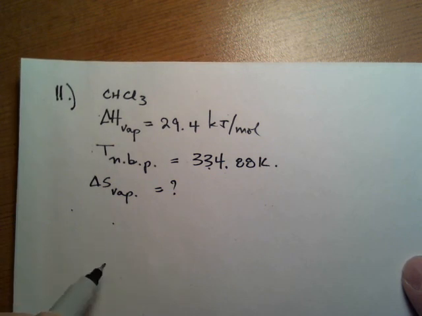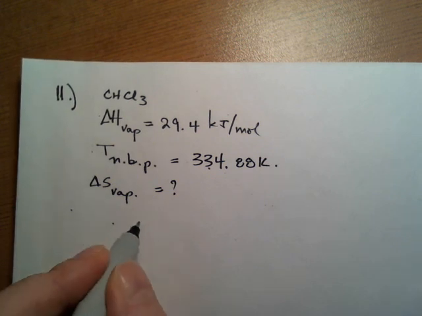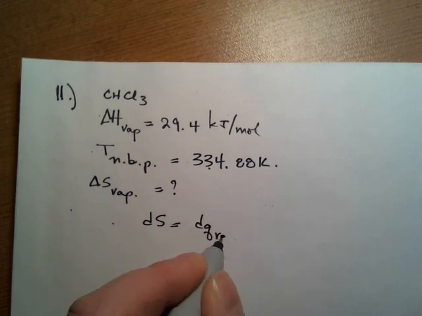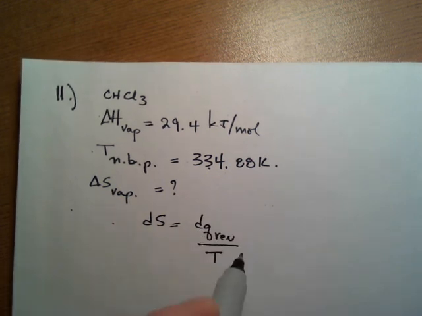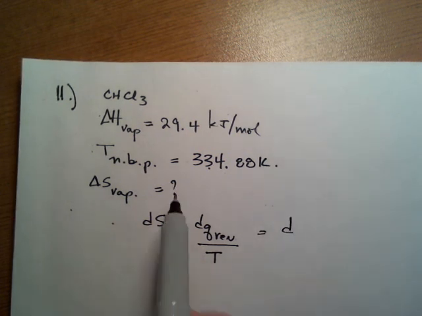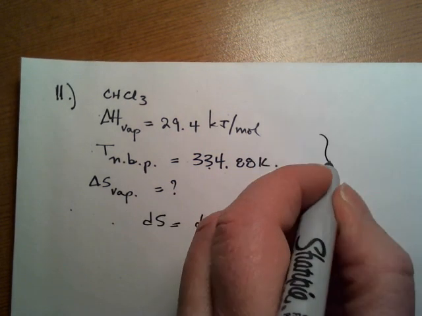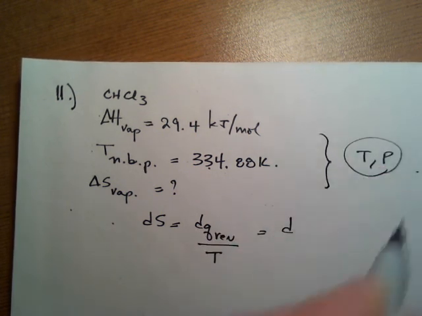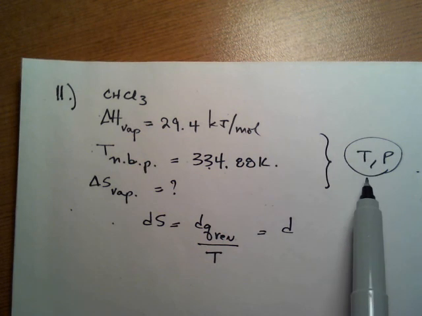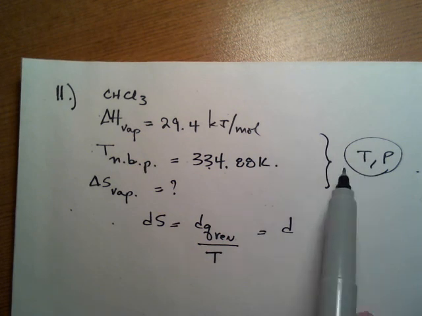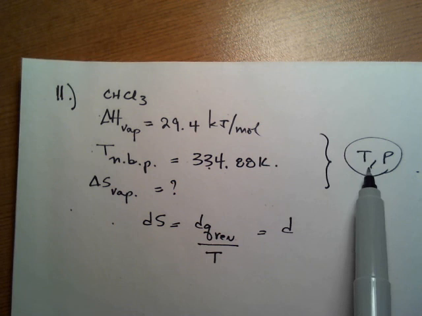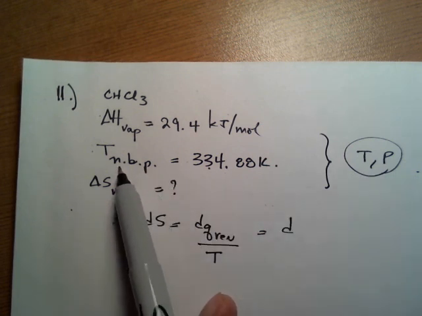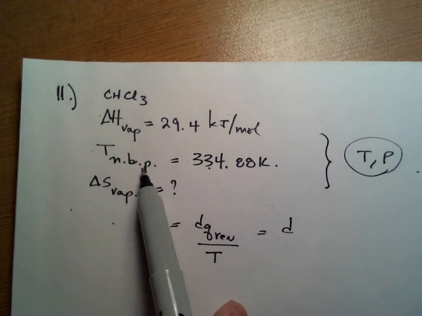Well, for a phase change, remember, it's still always the same starting point. And we know that for a phase change, which clearly this is, it's at constant temperature and constant pressure, because things will vaporize at that temperature and at that pressure. So in this case, at the normal boiling point. So normal, constant pressure, 1 atmosphere, and this is our boiling point.